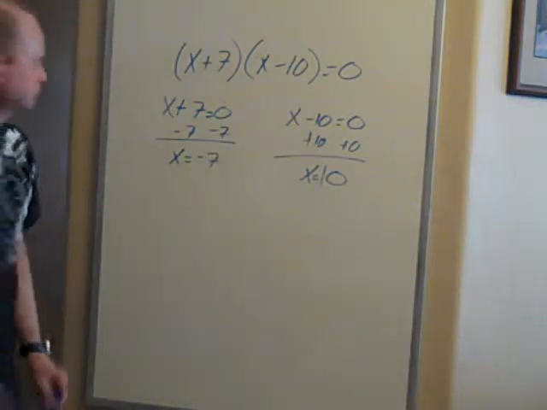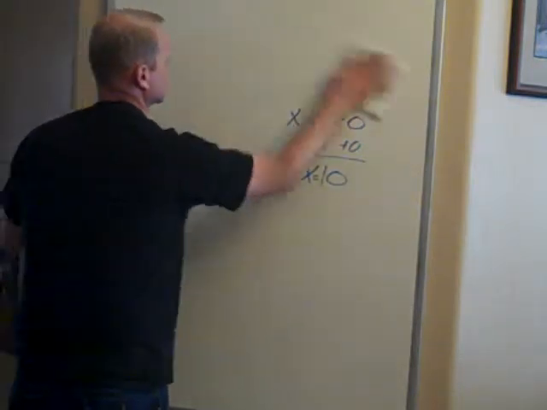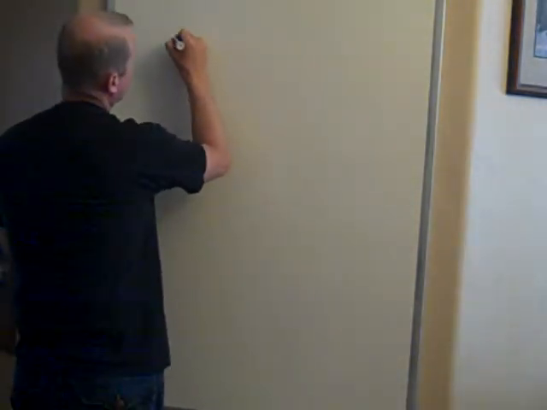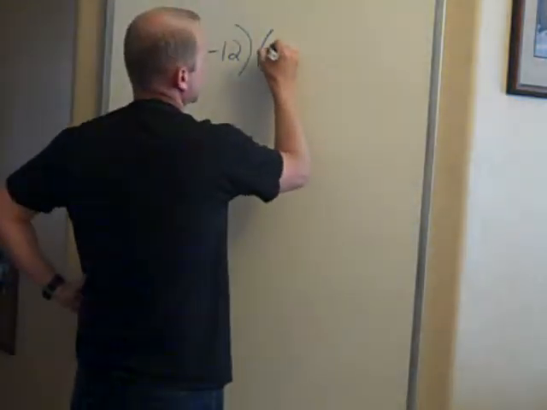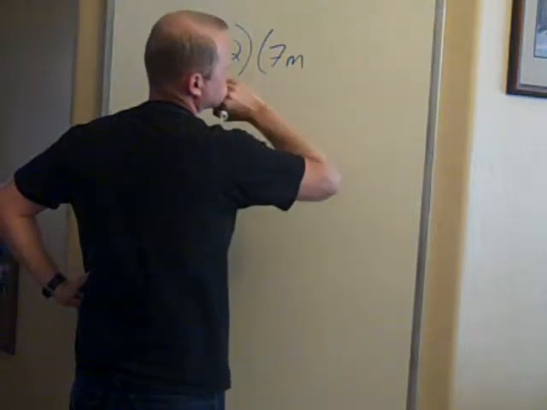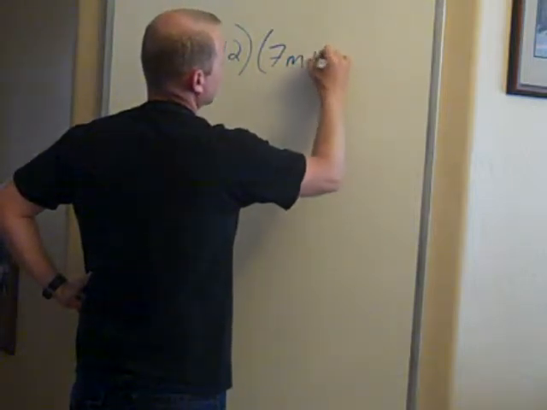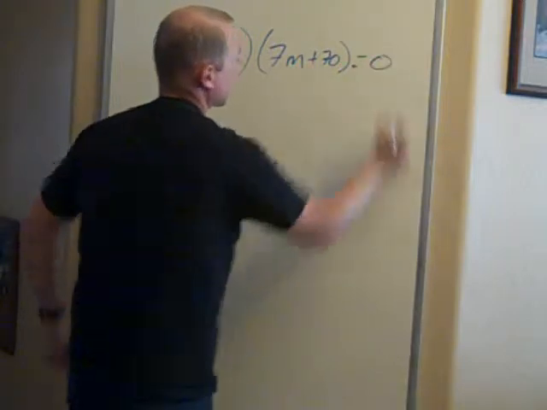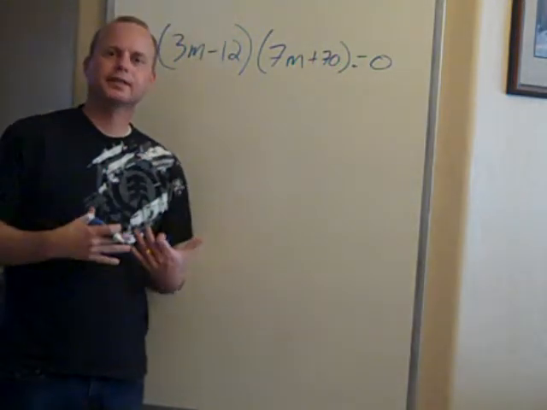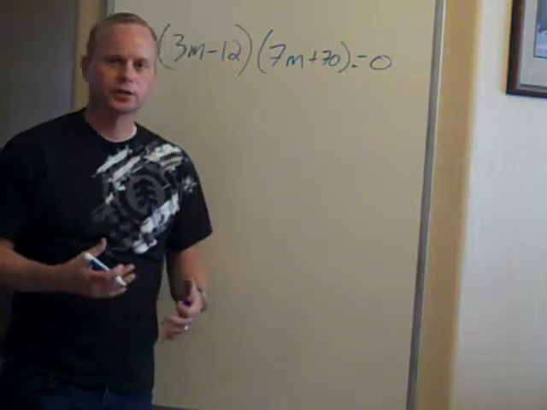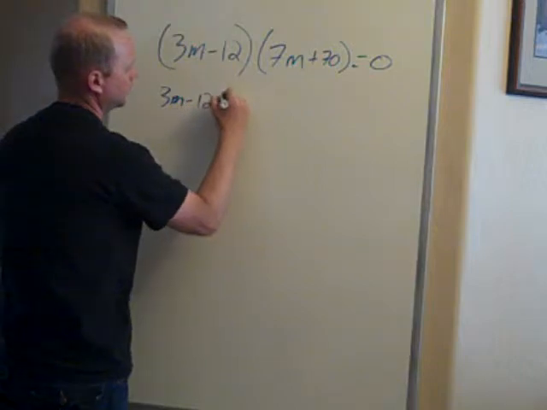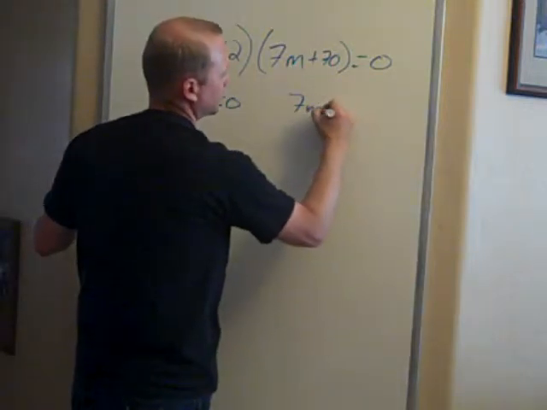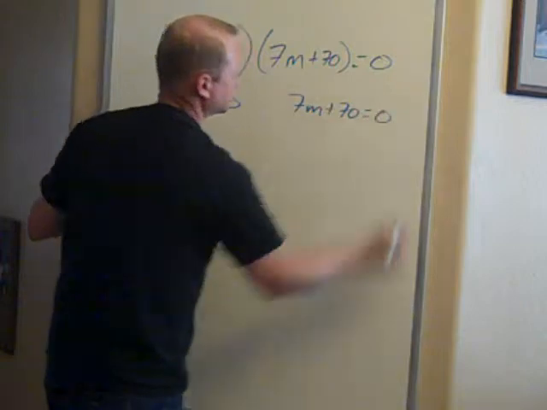Now we're going to do another one here as well. If we went 3m minus 12 times 7m plus 70 equals 0. We're going to use the same process. This one's a little bit more complicated only because it's not a one-step equation that we're actually solving. Okay, so we're going to go down here. 3m minus 12 equals 0, and 7m plus 70 equals 0.